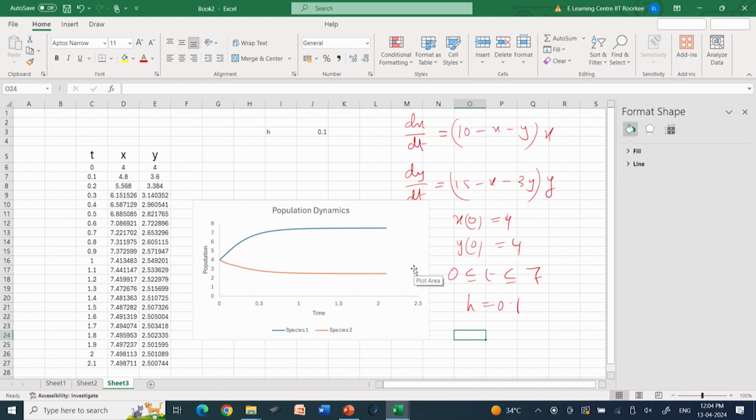So, now you have an understanding of how you will be able to solve a system of equations or a single equation with the help of Microsoft Excel, and we will be using this to solve our models which we are going to study in our future classes.